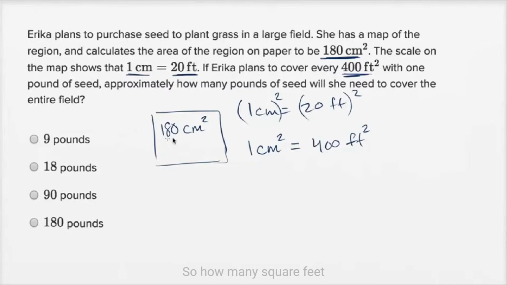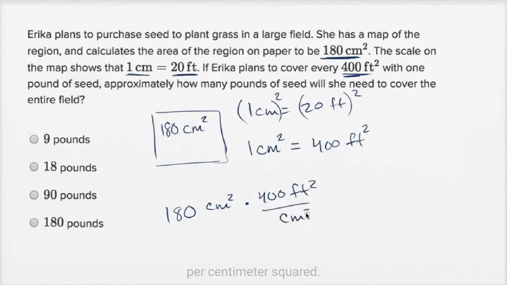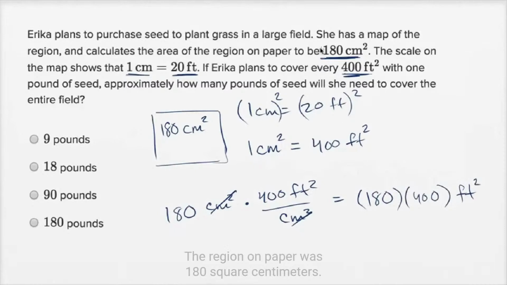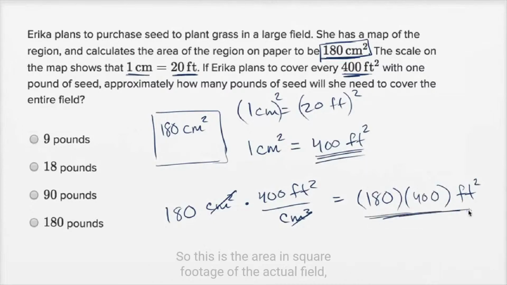So how many square feet does 180 square centimeters represent? I could write 180 centimeters squared, and we know that every centimeter squared represents 400 feet squared. We want the units to cancel out, so this makes sense: centimeter squared over centimeter squared. So the actual field is going to be 180 times 400 square feet. That makes sense. The region on paper was 180 square centimeters, and each square centimeter is equal to 400 square feet in reality. So for each of those square centimeters, it's going to be 400 square feet. So it's 180 times 400, the area in square footage of the actual field.